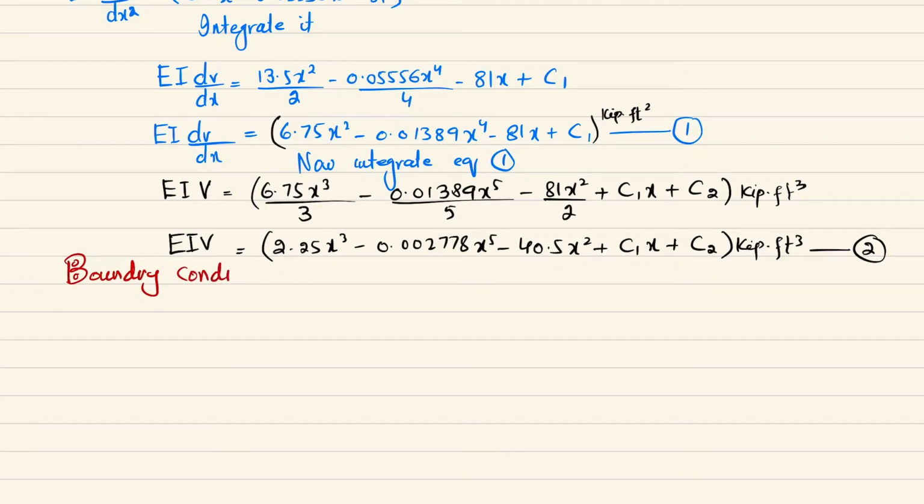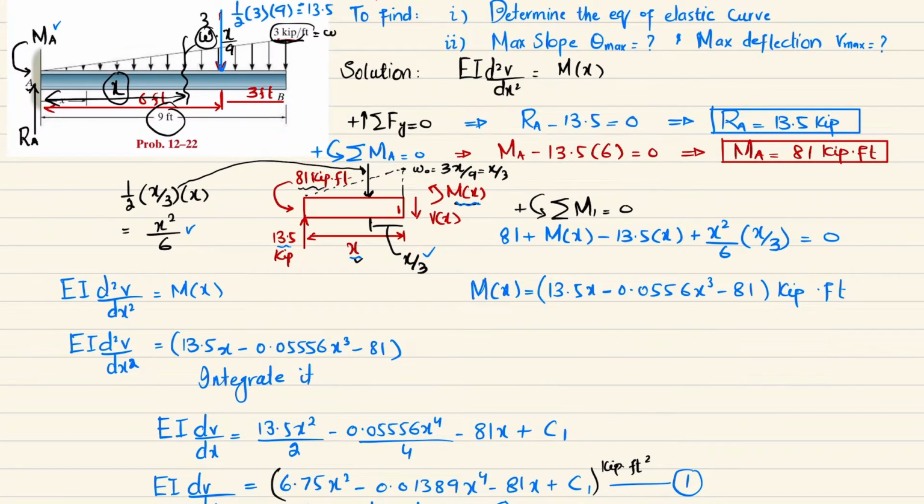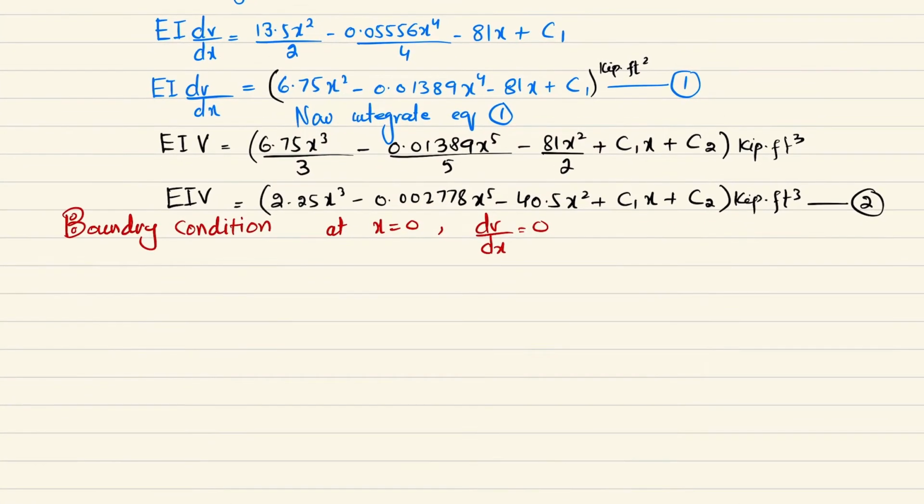So let's check that. Now you can see the first boundary condition is that at x is equal to 0, we have slope, which is dv over dx, equal to 0. I will show you. You can see that this is the beam, so due to this you have a deflection. So at this point x is equal to 0, you have slope dv over dx also equal to 0. And the second boundary condition is at x is equal to 0, we have deflection v equal to 0 at this point. So we will use this.